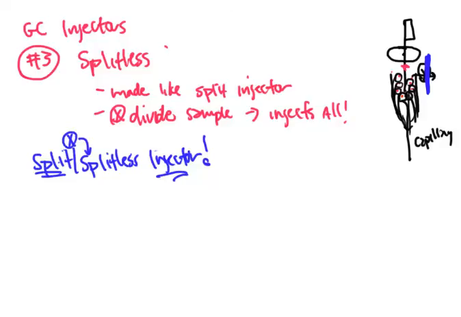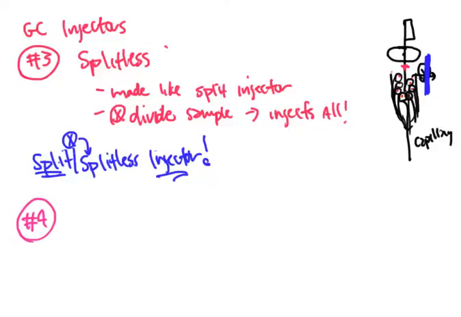Now, the split and splitless both do take the rubber septum and they both do take the glass insert. Okay? Again, there's no difference in those injector ports at all. The only thing that happens in a splitless is that this valve over to the side is cut off, so it will inject all of your sample that you've put into the machine.